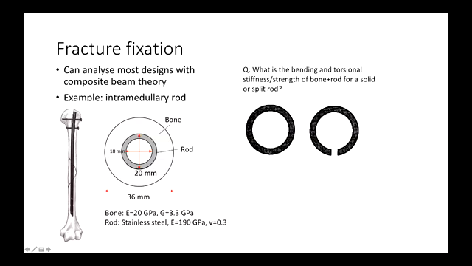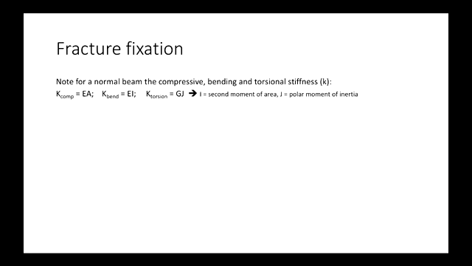This rod sometimes has a split in the middle, which can be put in to allow it to be bent and formed to go down the canal. So it's a more flexible design. The question is, by putting that split in there, how much does it change the stiffness and strength of the construct, the bone plus the implant?